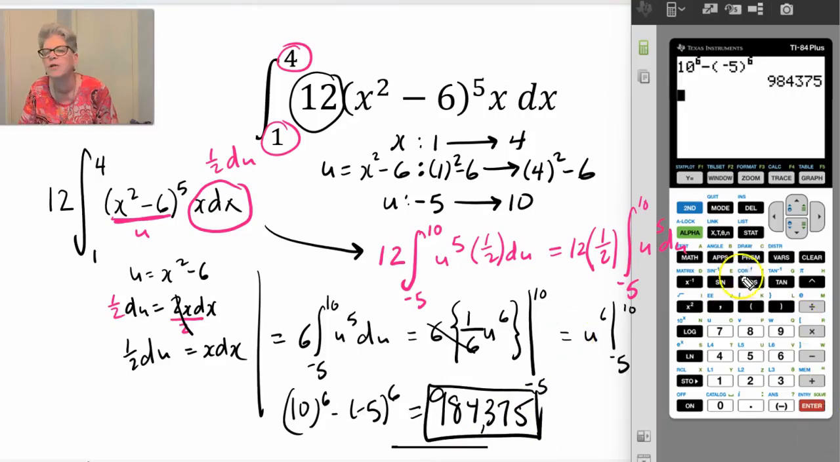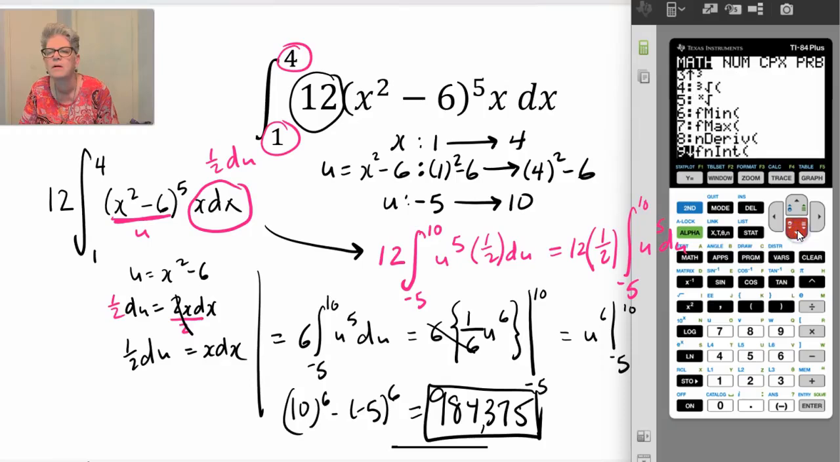Okay. Now I'm going to check my answer. I'm just going to use the calculator to check it. So I'm going to press the math button, and come down here to function integral. I think that's the one it is.